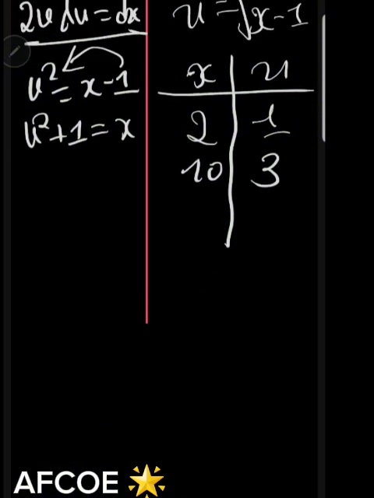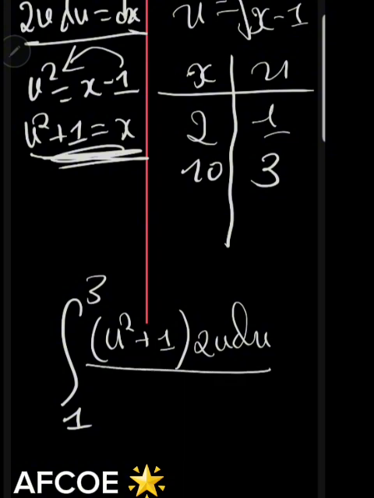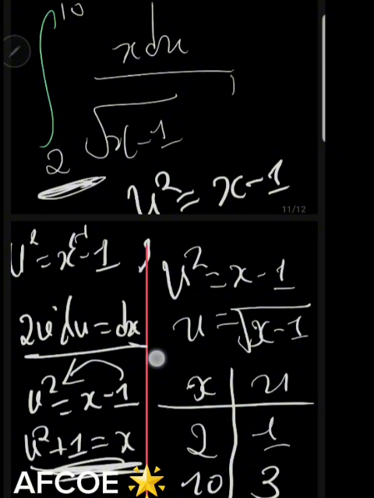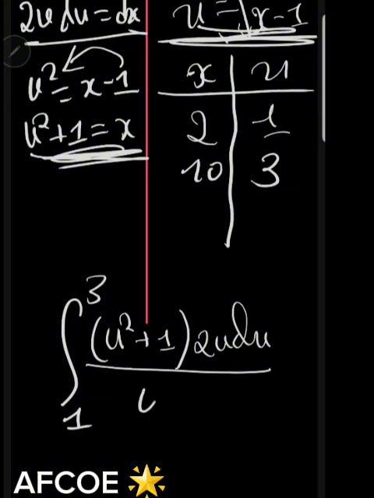So in our integral, we'll now have the integral from 1 to 3 in terms of u, since our new u limits will be 1 to 3. Our x dx will now be u squared plus 1, which is my x, multiplied by dx, which is 2u du. All that I divide by the square root of x minus 1, which is u. So all that is on u. You see now, everything is in terms of u. You then do your integration very easily.